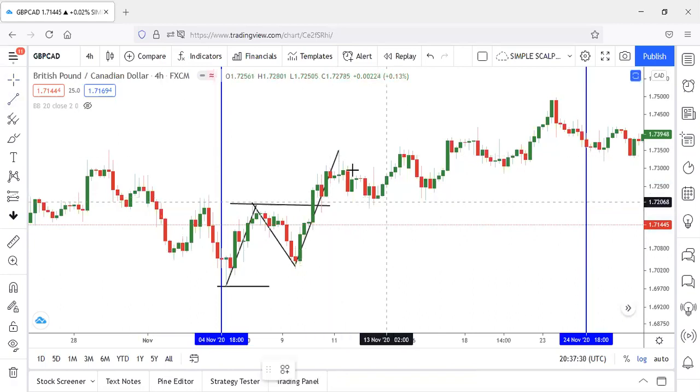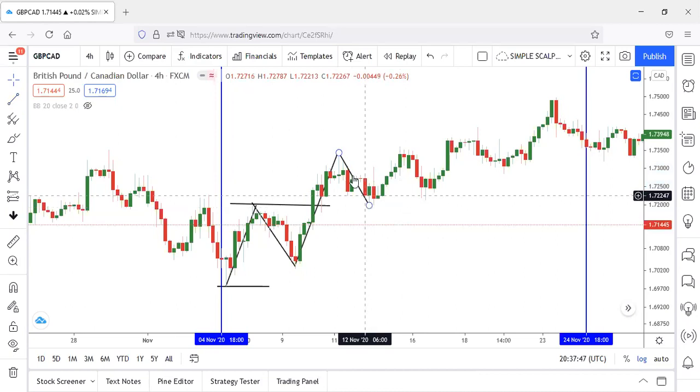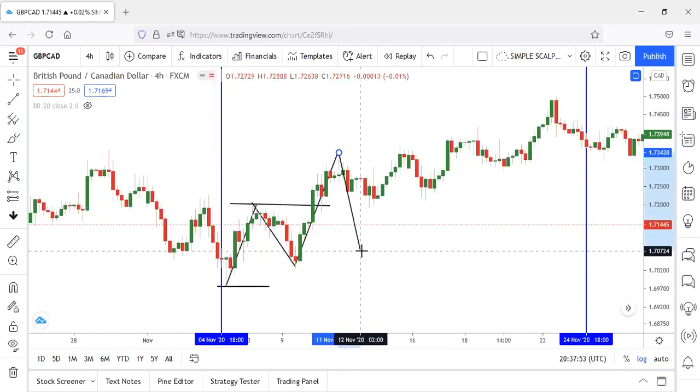So once you see something like this, the next thing you want to expect is another pullback. Now we have a pullback to this place. It does not mean it's going to stop there. Look at where it got to. Once it got to this place, we can never say if price is going to stop here or come down to this place.